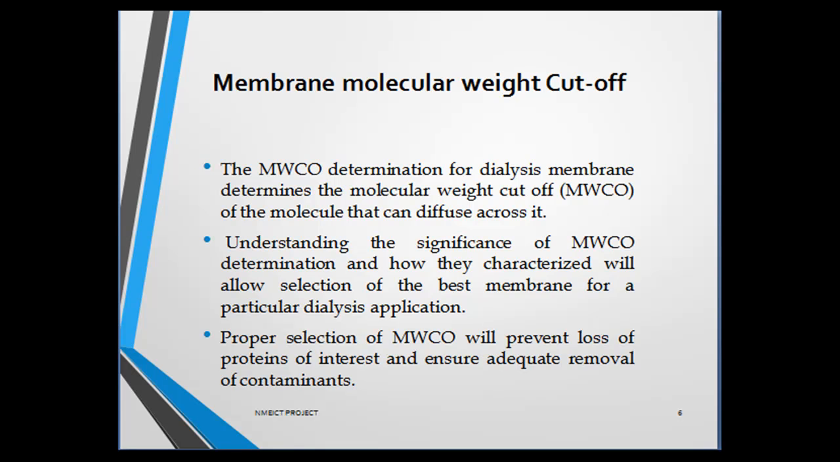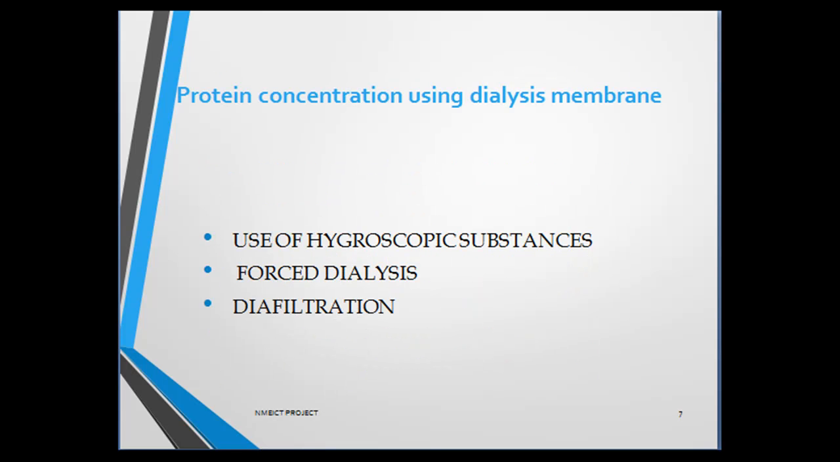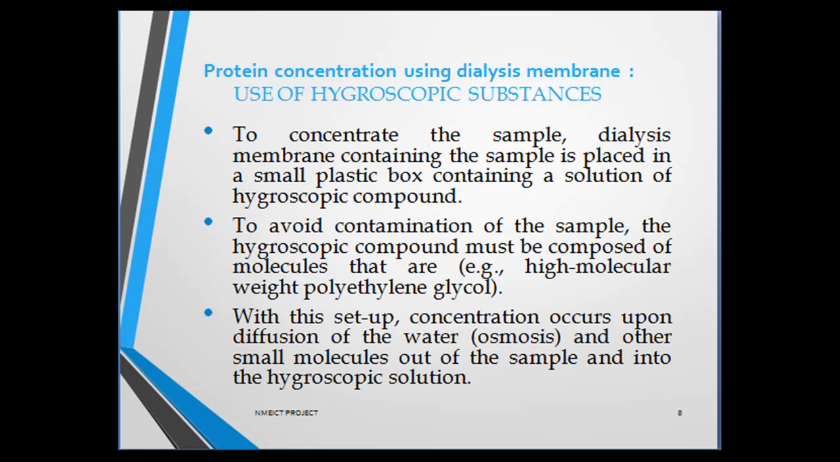How to concentrate protein using a dialysis membrane? There are 3 ways of doing it. The first one is the use of a hygroscopic substance. Many hygroscopic substances such as PEG, as they are larger molecules than the pore size of the dialysis tube, will take on water or buffer during the dialysis process due to osmotic pressure.